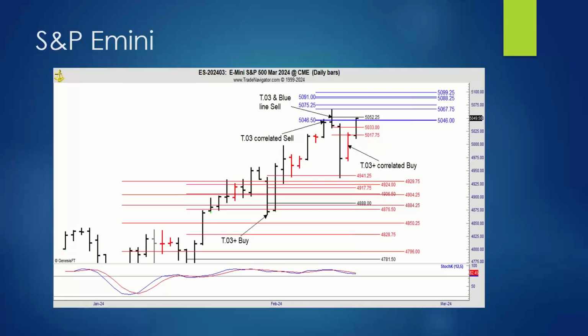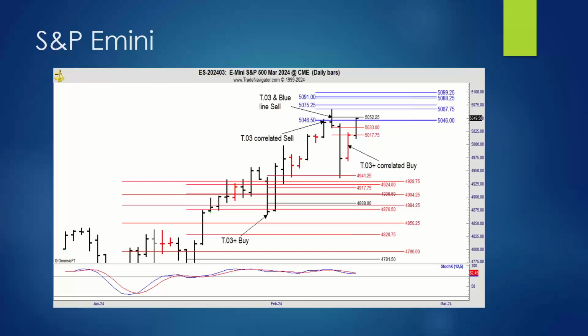This is the S&P. We had a very nice TO3 plus buy signal that ran us up into the high, where we had a correlated sell followed by a TO3 and blue line sell. We got the big down bar that was Tuesday and exited at the first profitable close, because it's a trade against the apparent trend and there's nothing in that bar to suggest that the trend has changed to down. Then we had the inside bar, and that gave us a TO3 plus correlated buy signal.